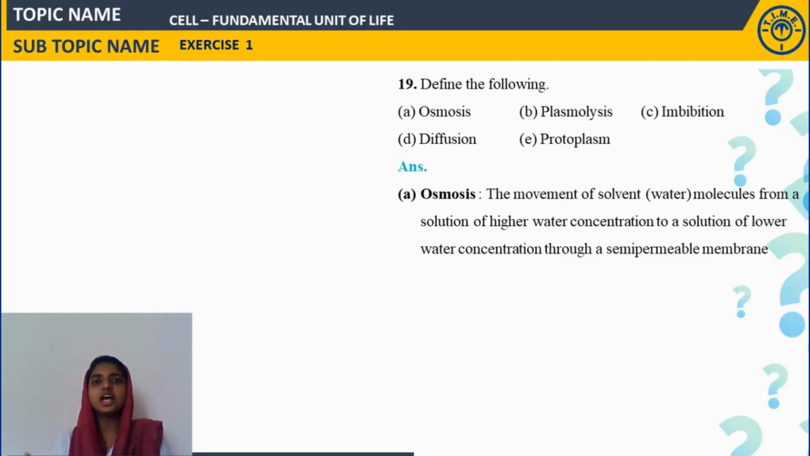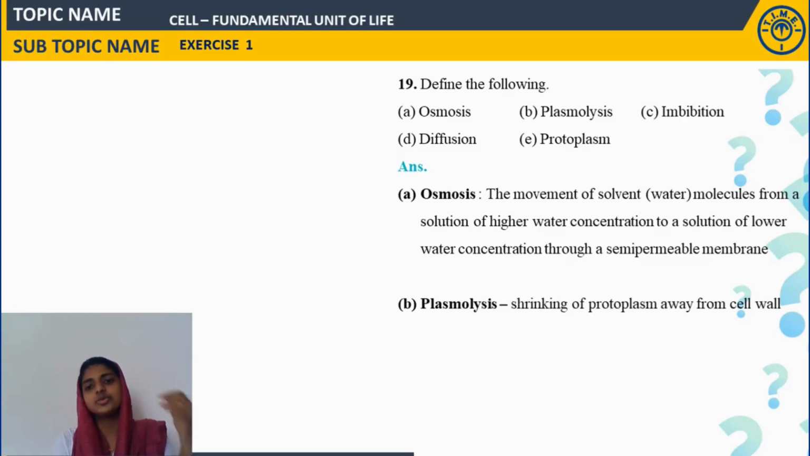Okay. So what is plasmolysis? Plasmolysis is nothing but the shrinkage of protoplasm from the cell wall. Or in simple terms, plasmolysis is the shrinkage of a cell. The shrinkage of a cell is what we call plasmolysis. But if we are defining plasmolysis in a very detailed and accurate manner, we have to say that plasmolysis is the shrinkage of protoplasm away from the cell wall.